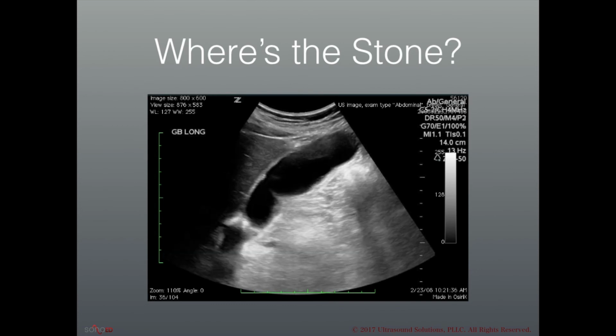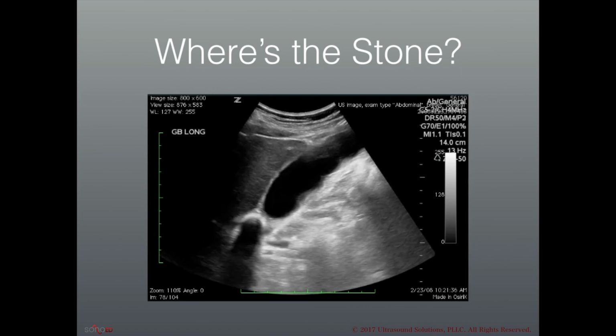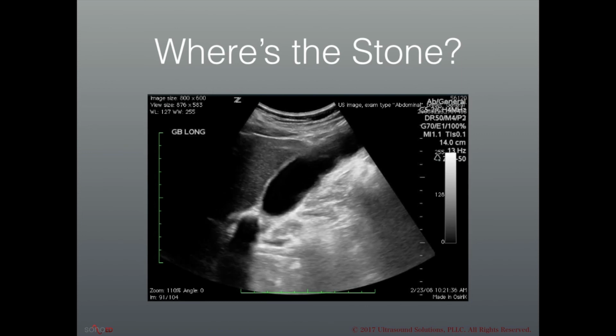Let's look at this video now and look very closely. This is a long axis view of the gallbladder, and there is a stone here, but it's hiding. So let me pause the video here. Did you see it? There's the stone. It's in the neck of the gallbladder. And if you have an isolated stone impacted in the neck of the gallbladder, it can be a challenge to find unless you're looking very closely for that dense shadow deep to the stone.